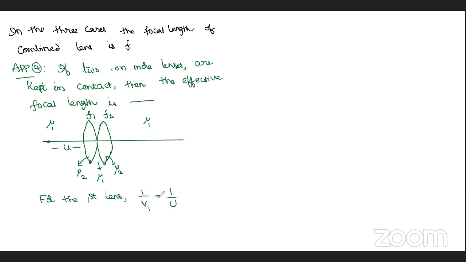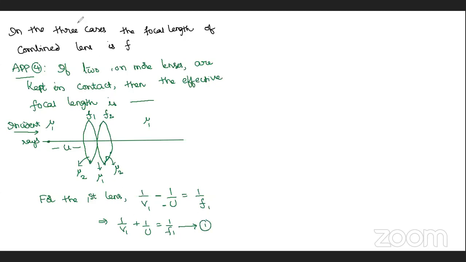Its distance is u. I'm not applying any sign conventions, because I'm deriving the formula. 1 by v1 minus 1 by u is equal to 1 by f1. Sir, better use the sign conventions, that will be very easy. Okay, as you wish. If you apply the sign convention, u will be negative or positive? When the incident rays are taken like this, negative. Then u is negative, so I can write 1 by v1 plus 1 by u equals 1 by f1. Equation 1.